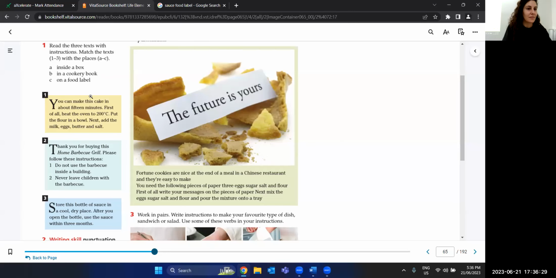Okay, so we can understand that these are text or writings. Number 1 was in a cookbook, B. Number 2 was inside a box, A. Number 3 is on a food label. Okay, so we understand these words: label, cookery book, instructions, texts, instructions. Any questions for those? Yeah.